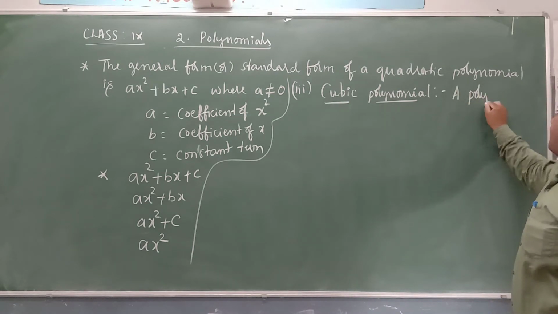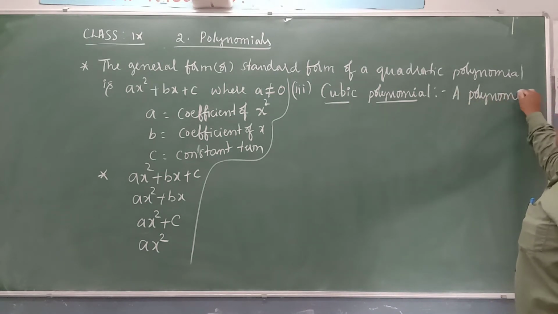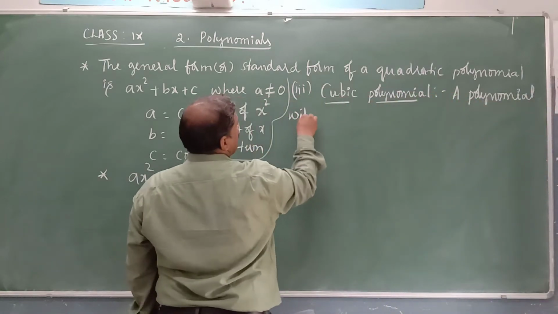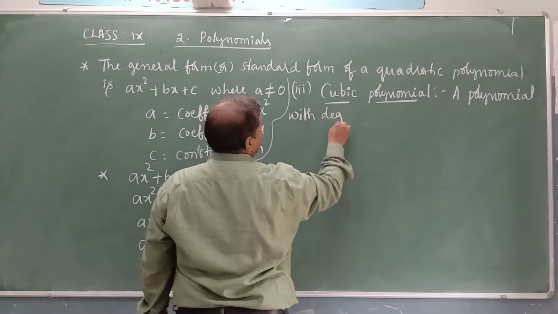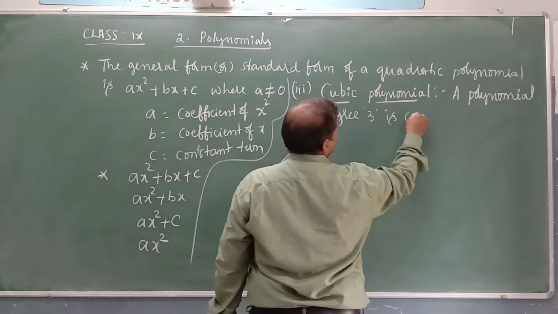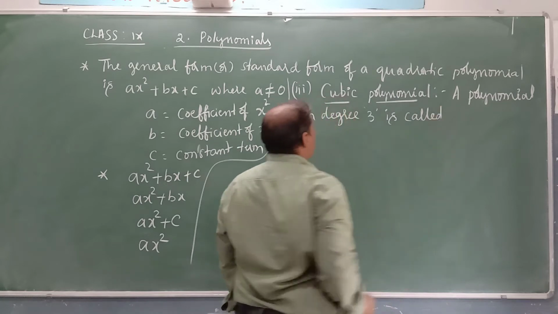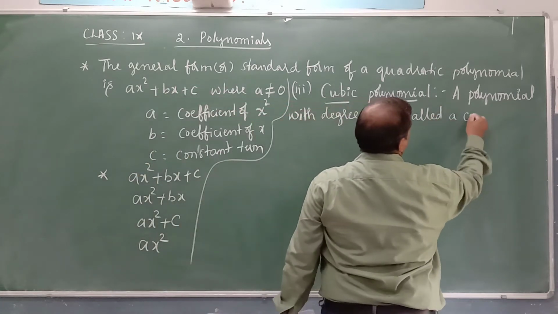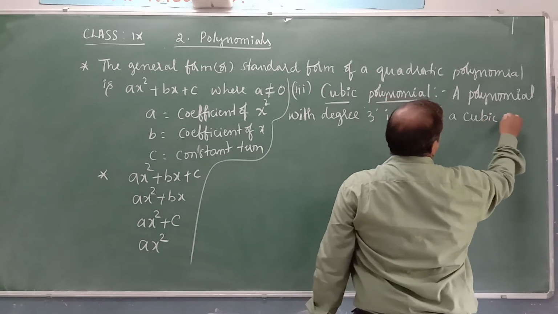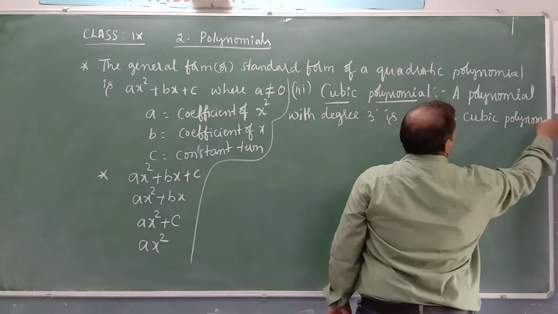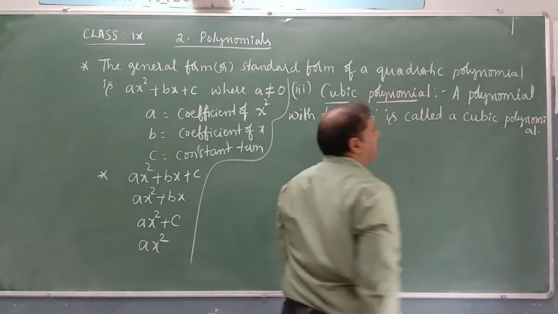A polynomial with degree 3 is called a cubic polynomial.